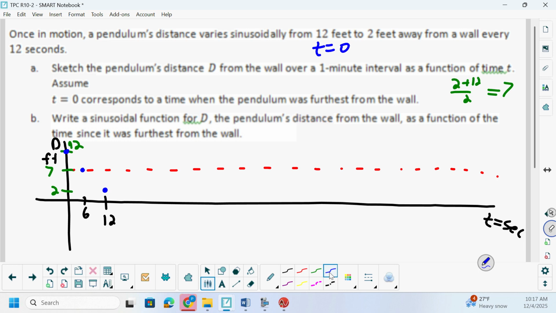What this gives us now is our scale that we're going to jump by on the x-axis. We're going to go every 6 seconds. So next we'll have 18, then we'll have 24, then we'll have 30. And they asked us to graph for the first minute, so we're going to have to go out to 60 seconds. So we'll have 36, 42, 48, 54, and 60.